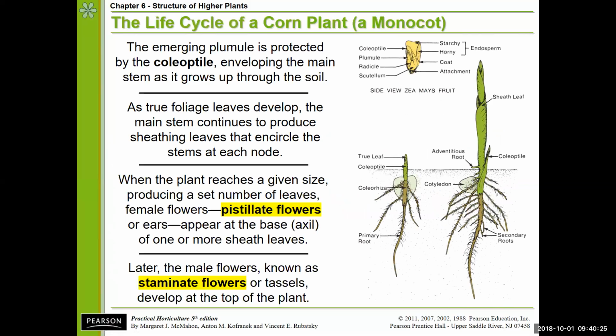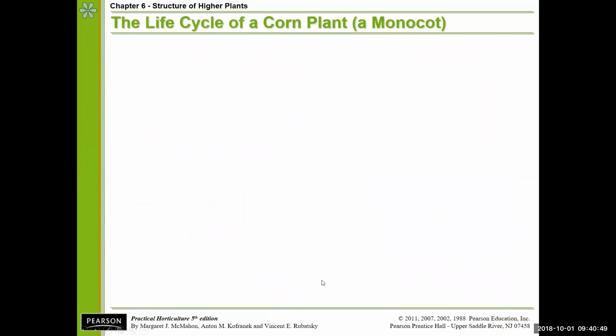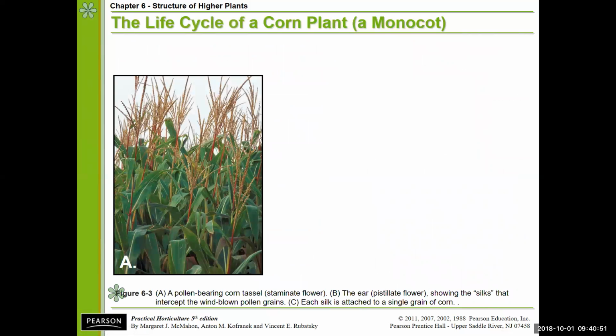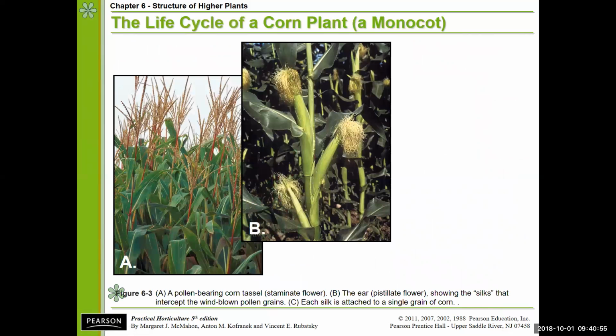Another thing here on corn, just because we can see it now, we're talking about the female and male flowers. Female flowers, referring to the female flower part, is the pistil. We call them pistillate. And in corn, those are the ears. Male flowers are staminate or stamens, and they are tassels. And here that is pictured. There's our male flower tasseling, and there's our female flower silking.